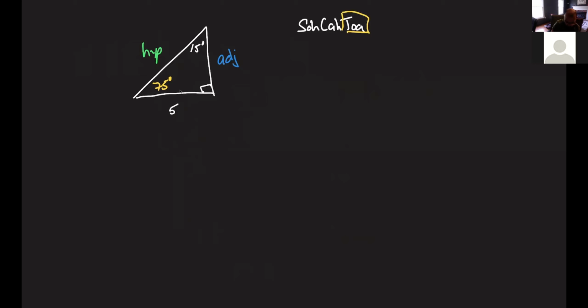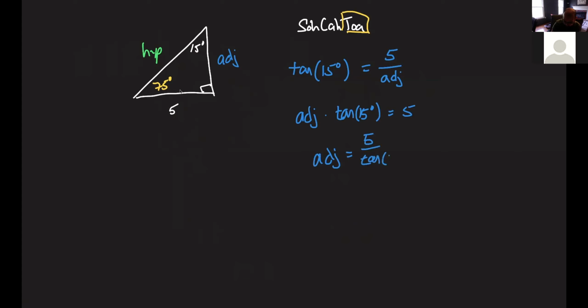To find the adjacent side, we say tan of 15 degrees is equal to our opposite side divided by our adjacent. We'll call the length of our adjacent side ADJ, and that's going to go in our denominator. Before I plug anything in, I can multiply through by ADJ. I'll get ADJ times tangent of 15 degrees equals 5. So the length of my adjacent side is 5 divided by the tangent of 15 degrees.